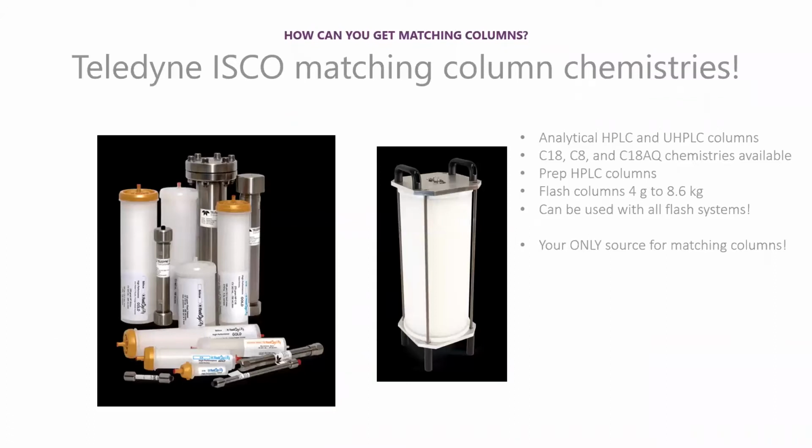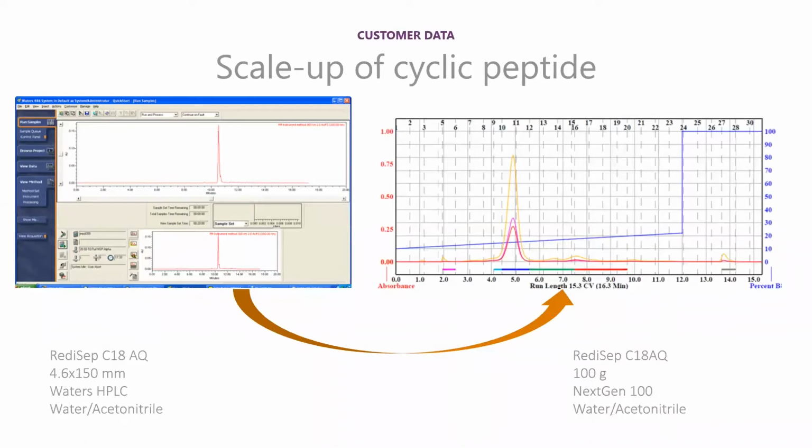Teledyne ISCO has matching analytical and preparative HPLC columns, which also match the flash columns. We have C18, C18AQ, and C8 chemistries. This is an example of method transfer using matching ReadySep columns. A customer's cyclic peptide was transferred from an analytical HPLC to a flash column. A C18AQ column was used, and the method was easily created on the CombiFlash NextGen 100 system.